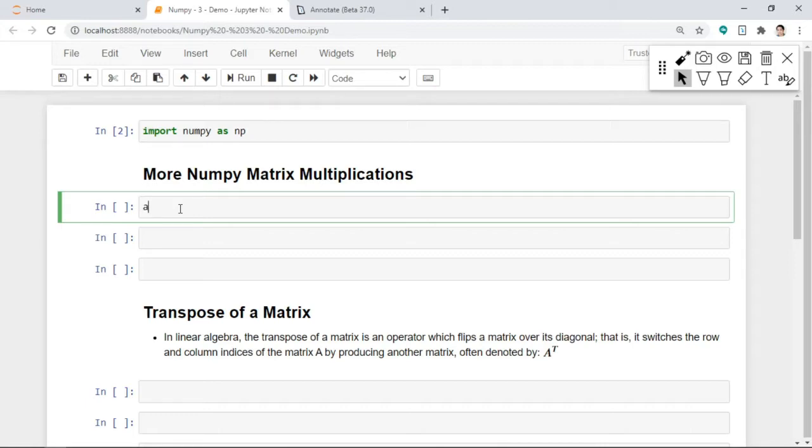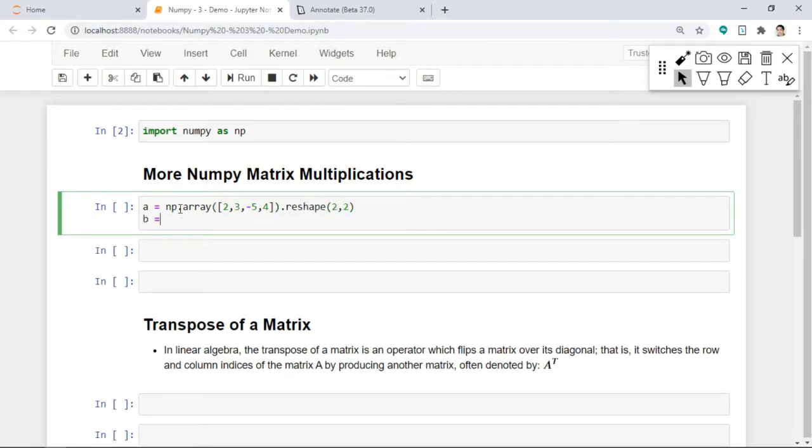So again, A is equivalent to np.array. I'll define a 2 by 2 matrix, so we have 2, 3, -5, 4. Don't forget to put it in a list. To create a matrix we have reshape, so 2 by 2. Another matrix, let's say a 2 by 2 matrix: np.array, then we have 3, -2, 1, and 6. We will also reshape this to 2 by 2. Of course, we have 4 items.